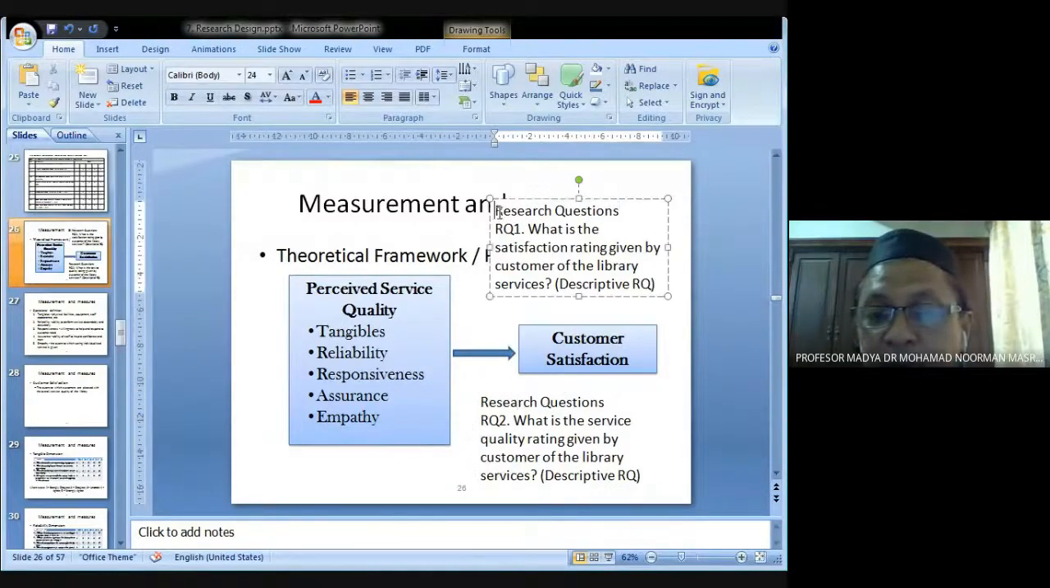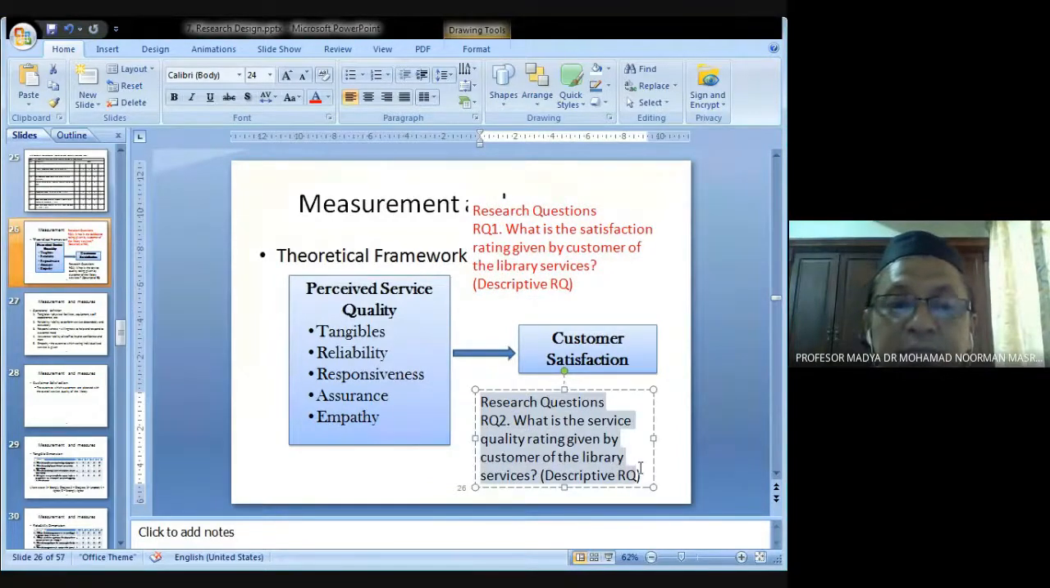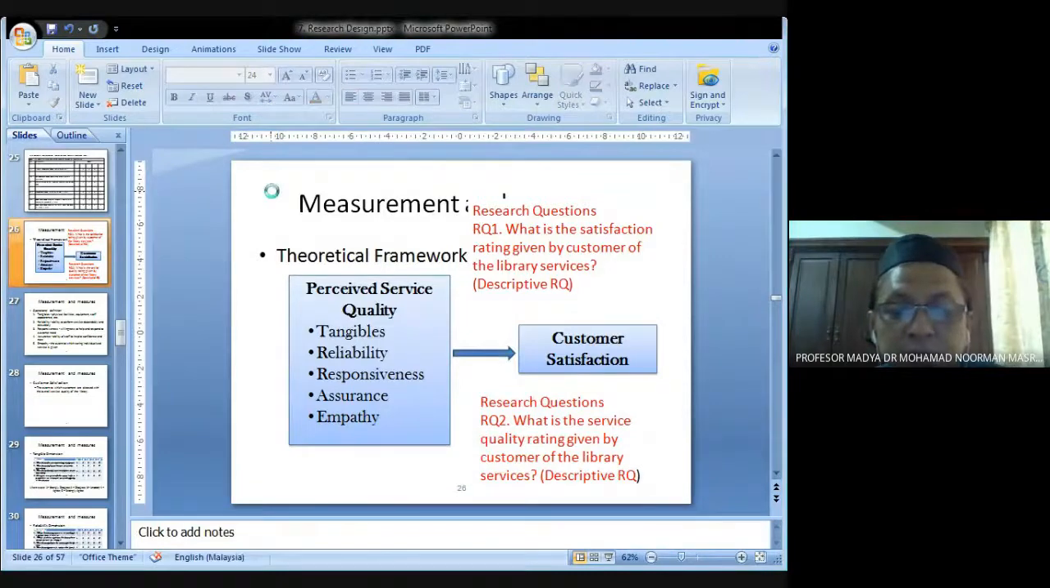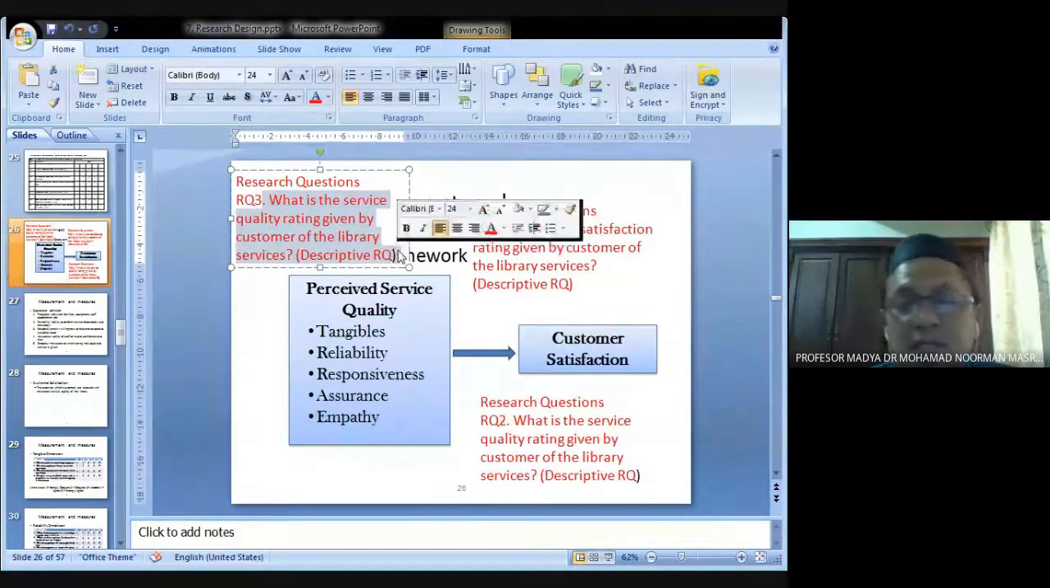Now this one, okay, I put in red. This one, descriptive statistics. This one also descriptive statistics, whereas the arrow is inferential statistics. So how do we write the research questions for the arrow? Okay, so you can write, I'm going to put here research question number 3. The simplest way we can write is using the word relationship.